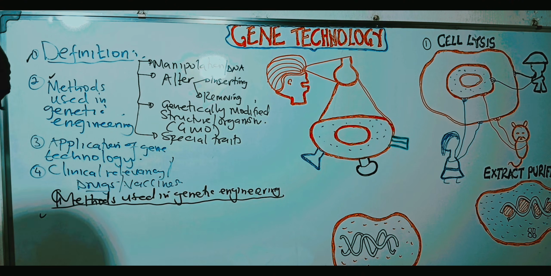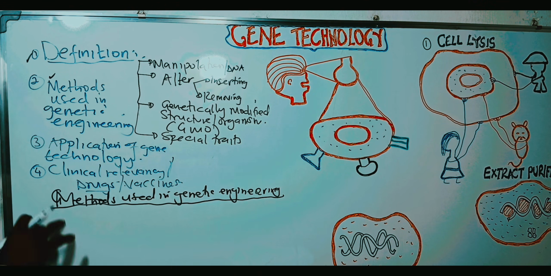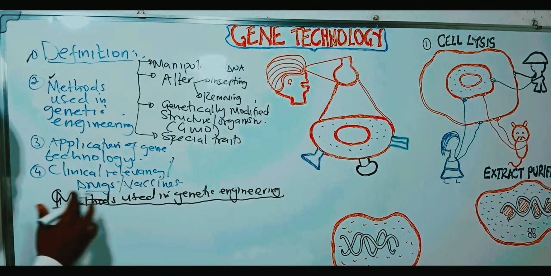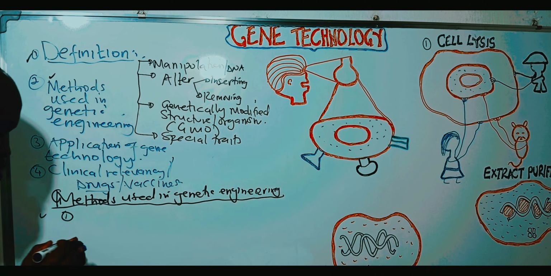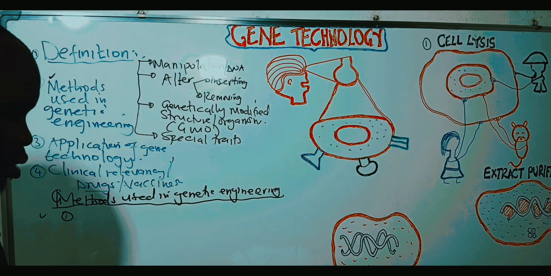Of course, members, if you are to do genetic engineering, there are some procedures we normally follow. We don't just come from nowhere, we follow some steps, members. Because if you don't follow these steps, you may not come up with genes that are genetically modified. The first thing we do is what we call the DNA isolation. You get? The DNA isolation.